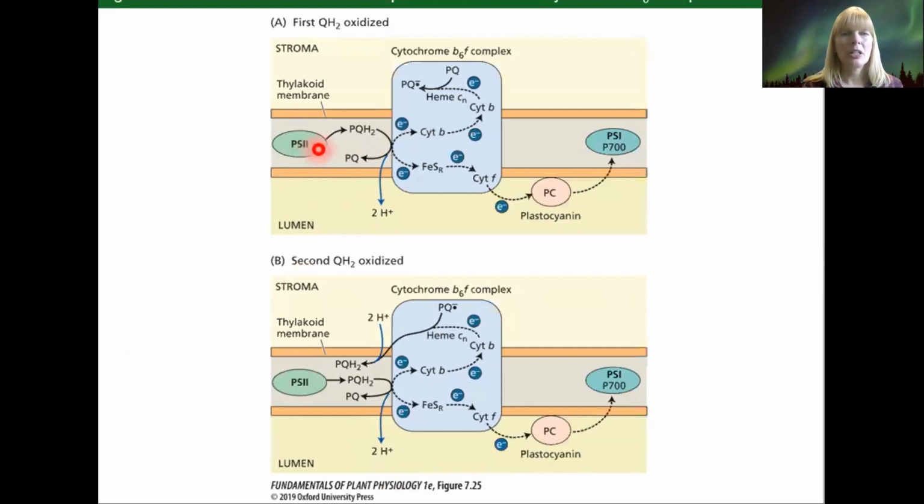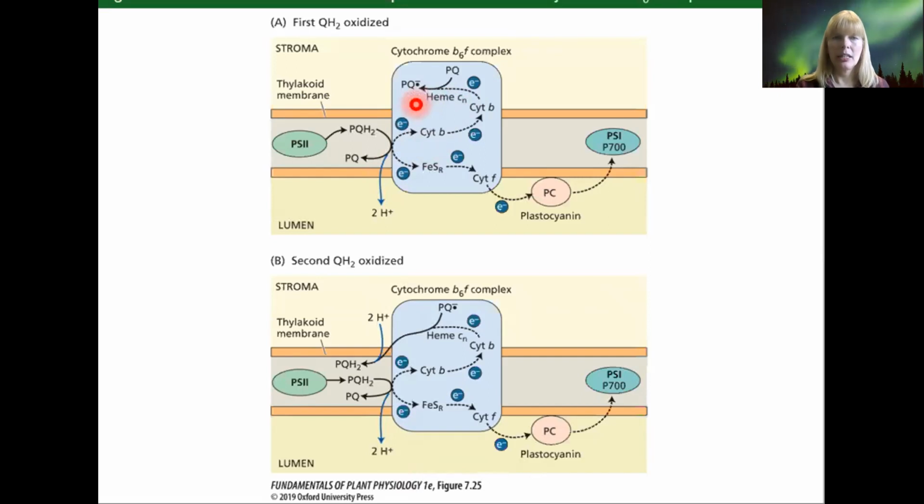So the PQH2 that's fully reduced moves away from photosystem 2 and pheophytin and moves laterally and bumps into cytochrome B6F and donates 2 electrons. One goes linear, and then the other one goes into the Q cycle. So if I say, what is the Q cycle? You would start with, okay, the plastohydroquinone has bumped into cytochrome B6F. One of the electrons gets given to cytochrome B, which gives it to another cytochrome B, which then gives it to a plastoquinone. Now we have plastoquinone in its semi-reduced state.